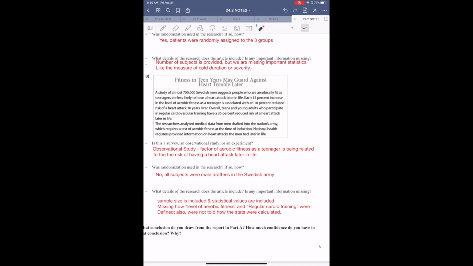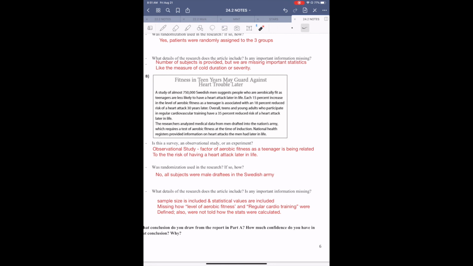All right, so this is what you should have. First of all, it is an observational study, right? We are comparing exercise as a teenager to having a heart attack later on in life. So when you think about this, we cannot create an experiment and go back and have them exercise in their teenage years, right? That's a little unethical. But we can observe their current situation and their heart attack risk 30 years afterwards. So we know it's an observational study. It's not a survey. We are actually measuring their health levels. Okay.